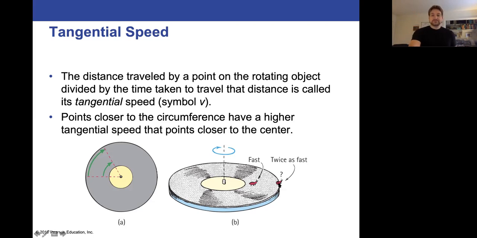The bug on the outside, in the same amount of time, right? Because the whole record is rotating. In as much time as it takes to make one full rotation, that bug is traveling a larger distance through space, has a larger tangential speed. Points further away from the axis, which is what closer to the circumference means, points further away from the axis around which we're rotating have a greater tangential speed than points close to the center.